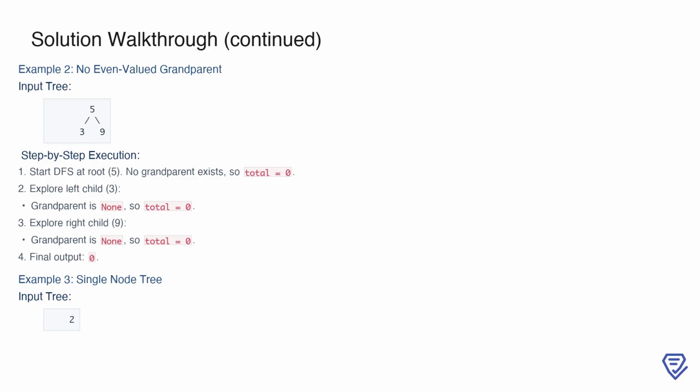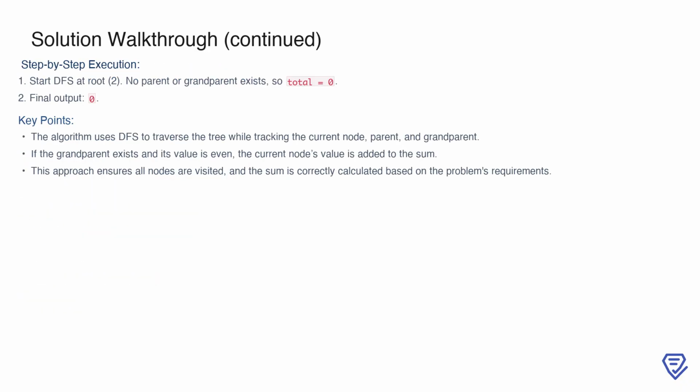Next, we consider an even simpler tree with just a single node, 2. In the single node tree, the DFS starts and ends at the root itself, which is node 2. There's no parent or grandparent present, so the total sum remains 0. This gives us a final output of 0 for this example.